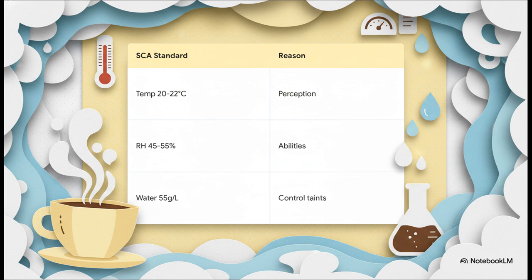Room temperature must sit exactly between 20 and 22 degrees Celsius because even minor temperature changes actually alter our perception of taste. Relative humidity has to be 45 to 55%, otherwise it physically hinders our olfactory abilities. Even the water is strictly standardized at 55 grams per liter with a very specific parts per million count to completely eliminate taints. The room itself completely dictates our tasting accuracy.